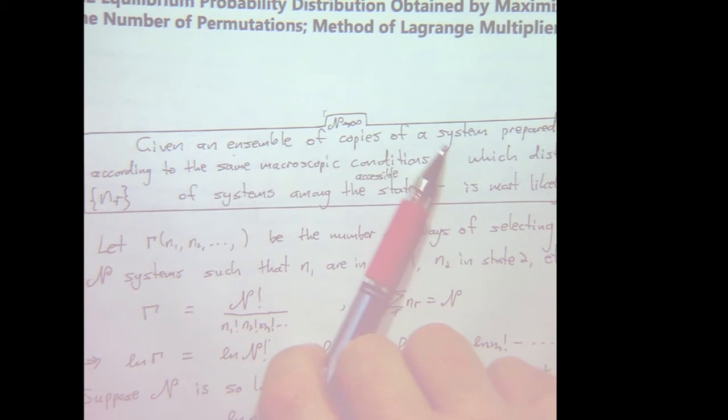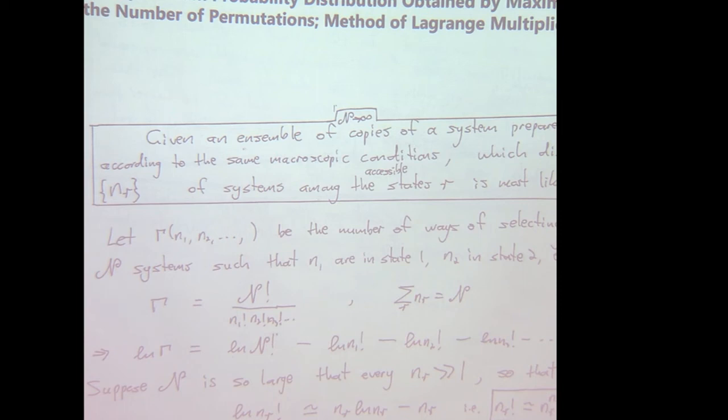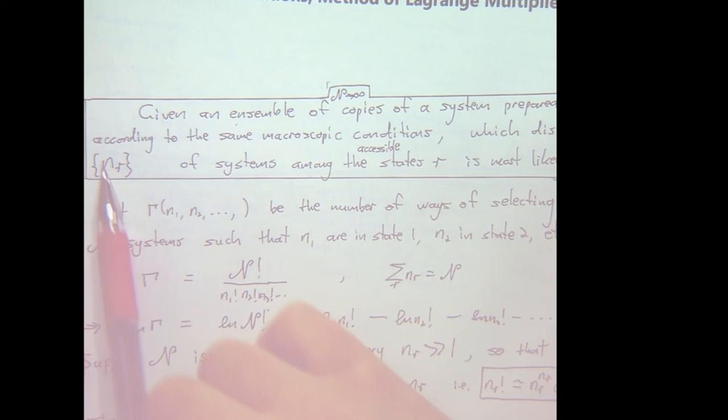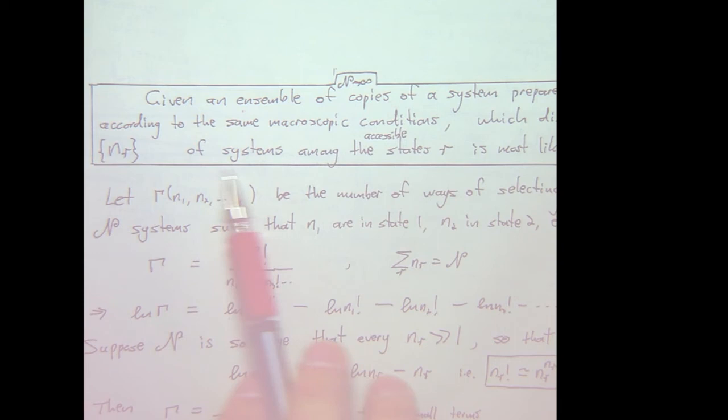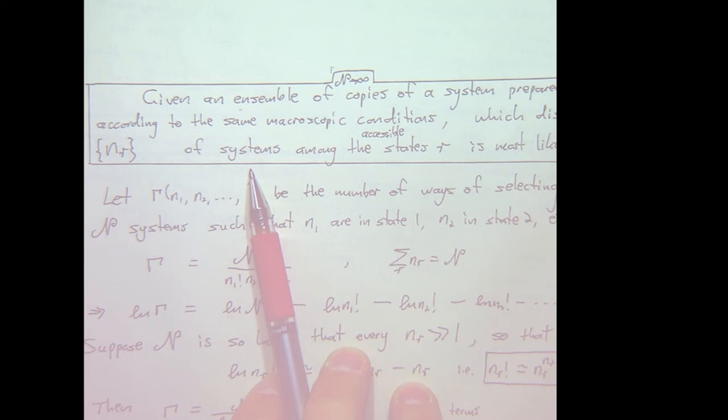So given an ensemble of copies of a system prepared according to some macroscopic conditions, say total energy, so total energy is known within some small range. What distribution of occupation numbers, so what set of distribution numbers here of systems, which distribution is the most likely? Which distribution of systems among the accessible states is most likely? Most likely. Okay. So which of these distributions is the most likely?